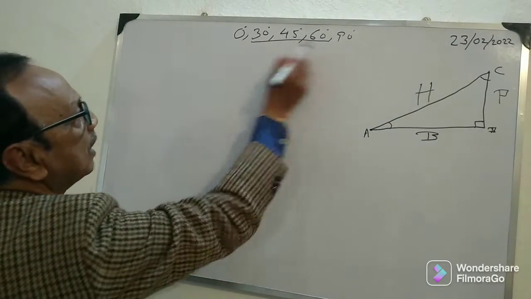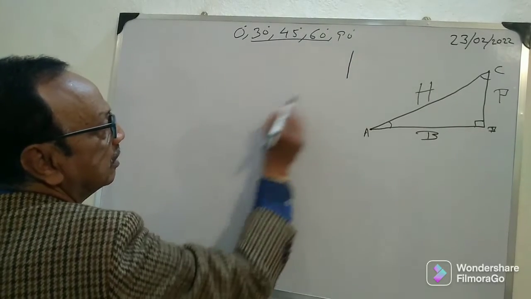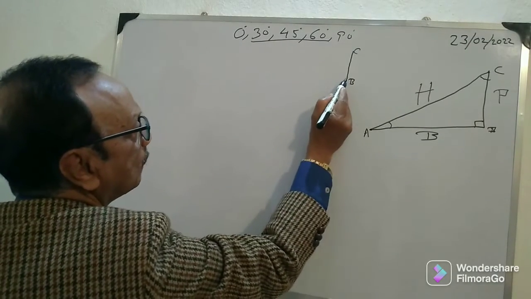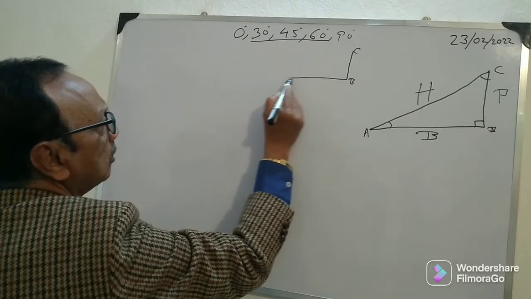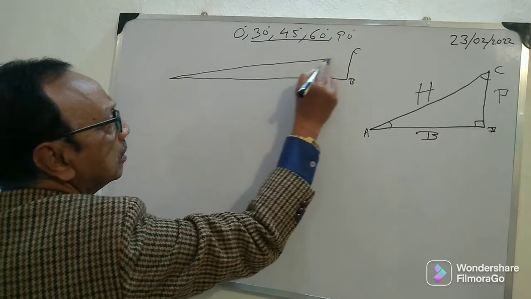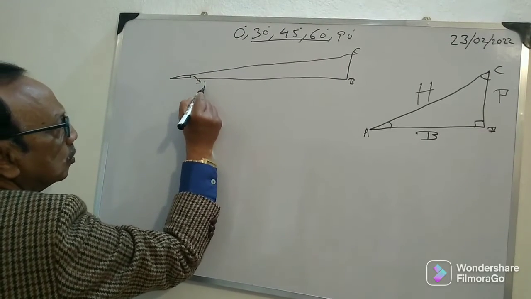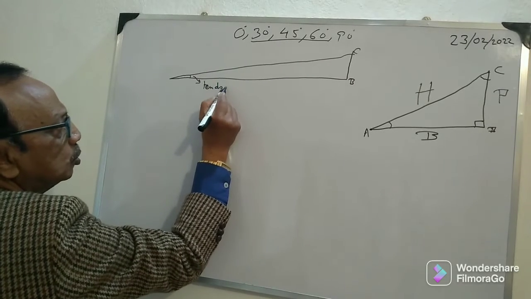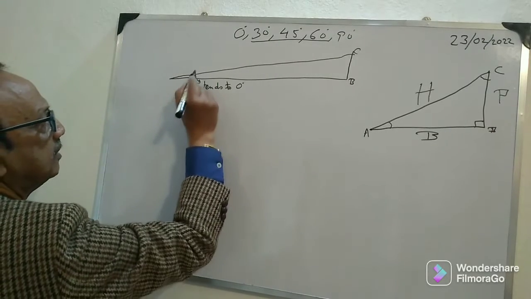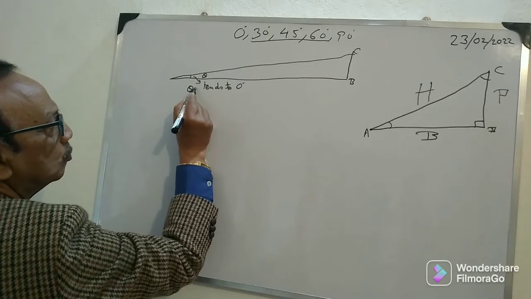Okay. Now for 0 and 90 degrees, first I will mention: suppose this tower is located here, this building or tower. Now the farther away you are from here, the more the angle tends to 0 degrees. The theta angle, suppose this is theta, will tend to 0.